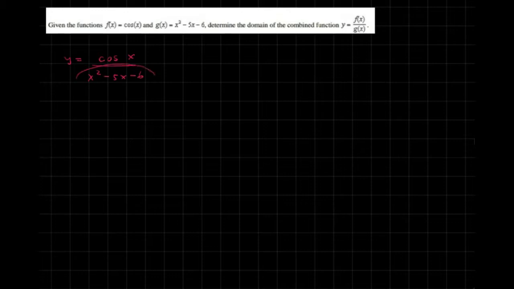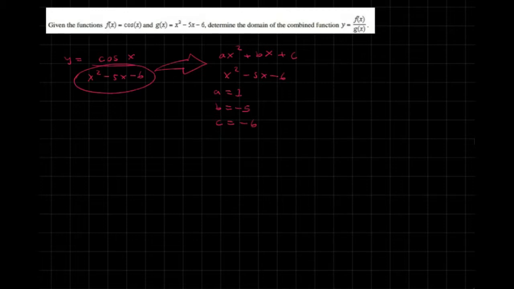So what I'm going to do is assess the denominator, and you can see that this is a quadratic trinomial that is factorable. Think about quadratic trinomials as ax squared plus bx plus c. I'm going to factor the denominator here, x squared minus 5x minus 6. A here is 1, b here is negative 5, c here is negative 6. I'm going to factor this by decomposition, where I need to find two numbers that multiply to AC, which is negative 6, and add up to negative 5.